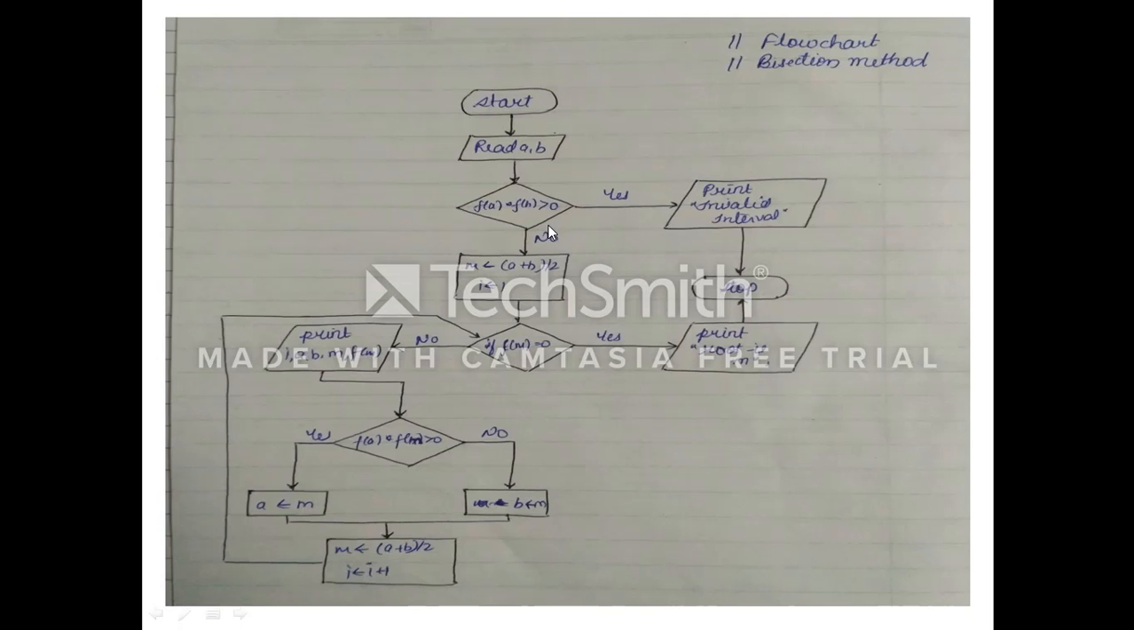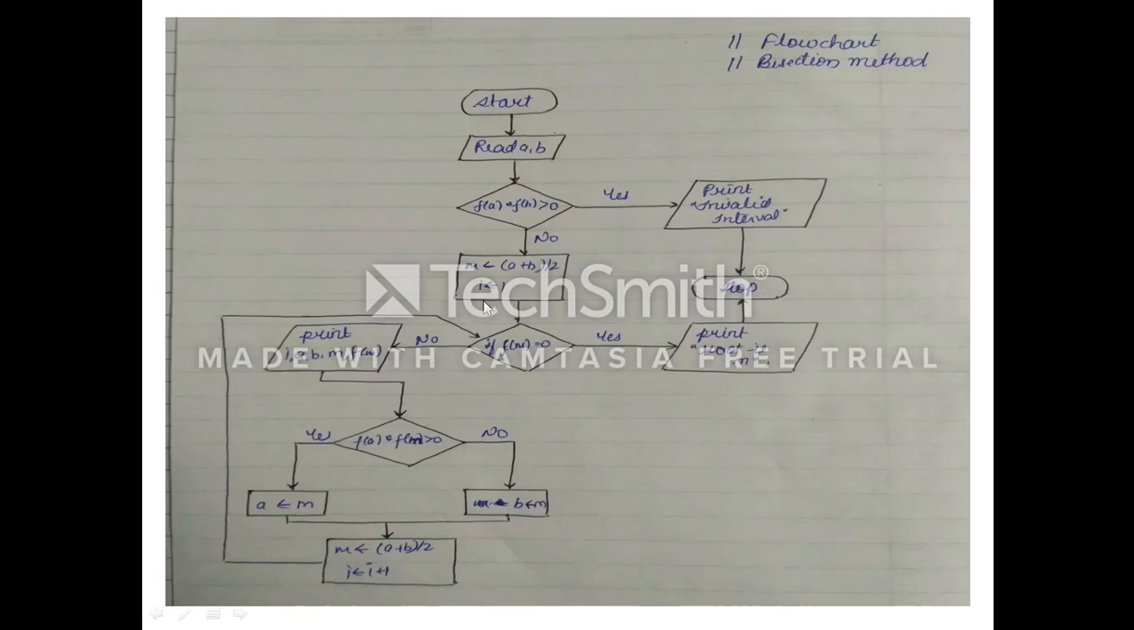Now if f of a into f of b is greater than 0, that is if they both lie on the same side of the root, then the program will print that it is an invalid interval and we are not going to find a root in this particular interval. So we have to enter a new interval. But if not, that is if f of a into f of b is less than 0, that is a and b lie on different sides, one on the left and one on the right, then we have to find the value of m, that is a plus b by 2.